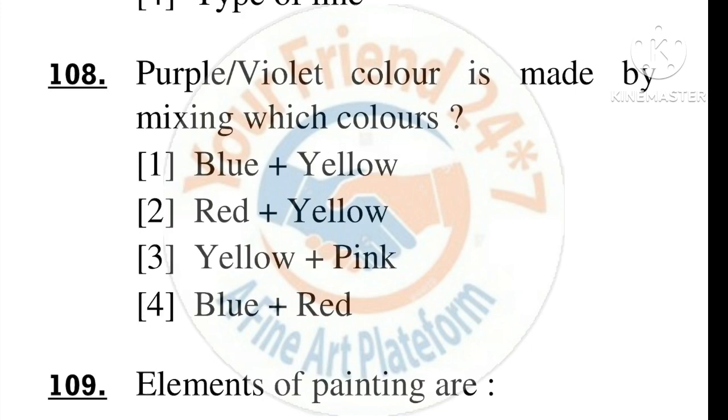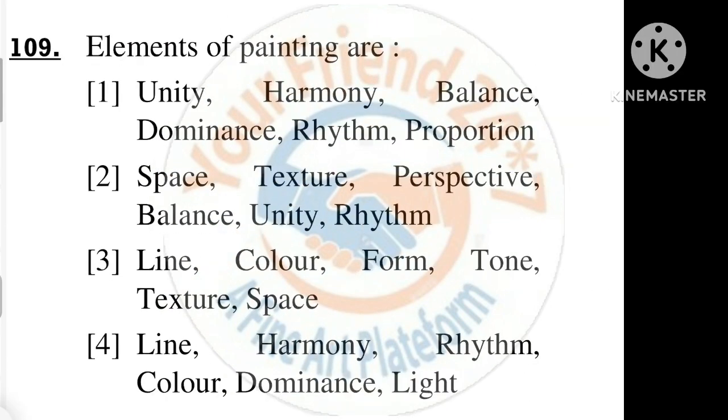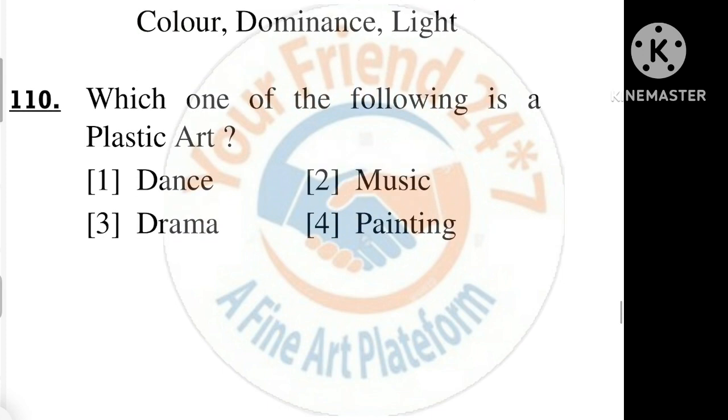Next question, purple or violet color is made by mixing which colors? Important question, option number 4, blue and red. Next question, the elements of painting are, option number 3, line, color, form, tone, texture and space.